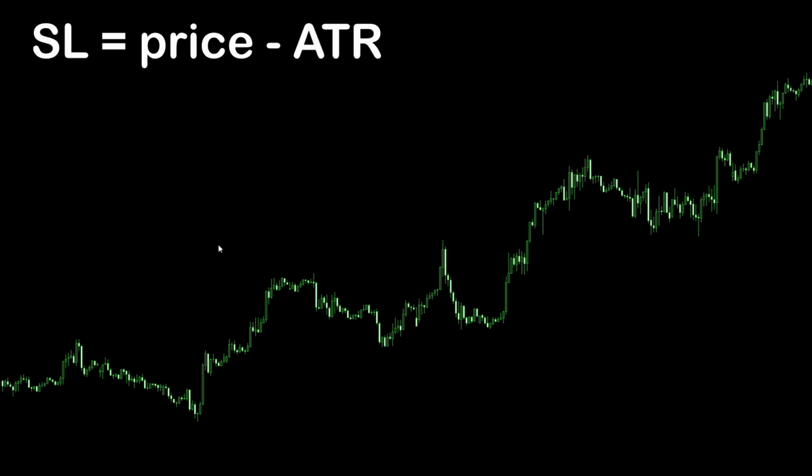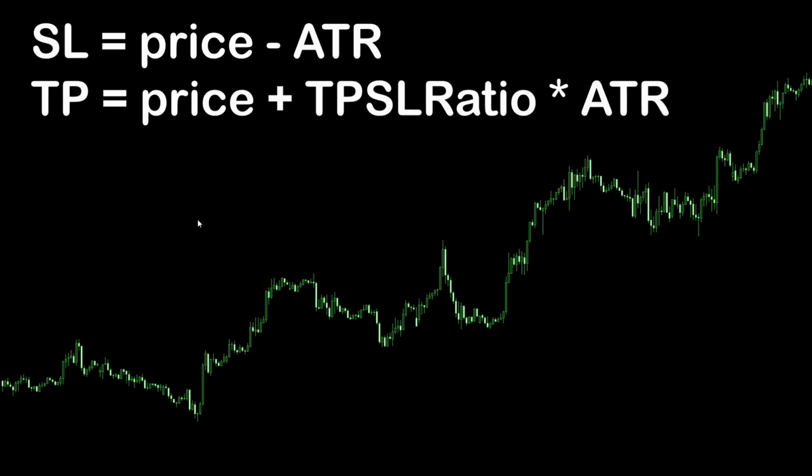Simply because when you have a very volatile market, your ATR will be large enough to increase your stop loss gap. And if you don't have volatility, you will have a very small ATR. And in this case, your stop loss will be relatively close to your price. Then the take profit is equal to the price plus a certain ratio, which I will be calling take profit stop loss ratio, times the ATR. And for this example in this video, we will take the take profit stop loss ratio equal to 2. That means the take profit is twice as far as the stop loss. This way, every winning trade will make up for 2 losing trades.